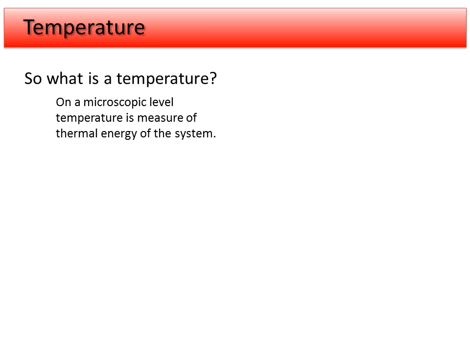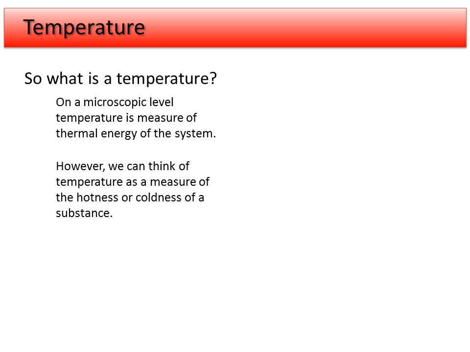Well, on a microscopic level, temperature can be related to the thermal energy in the system, so how fast the molecules are moving. But we're going to think of a little bit simpler case, and it'll do a pretty good job of covering what we need. It's going to be just that it measures the hotness or coldness of a substance. And this is the hotness or coldness that we feel when we touch something. Our body is pretty good at figuring out what is hot and what is cold.